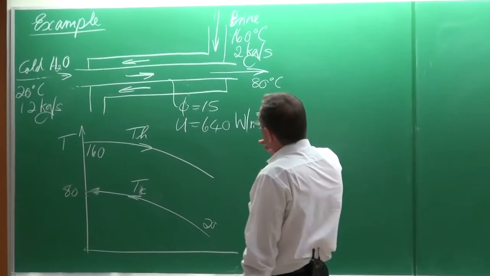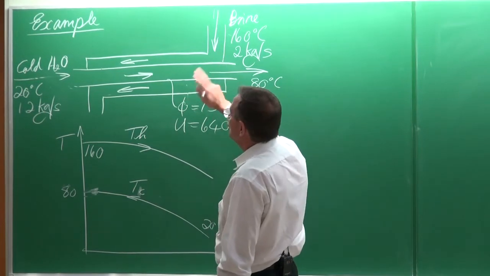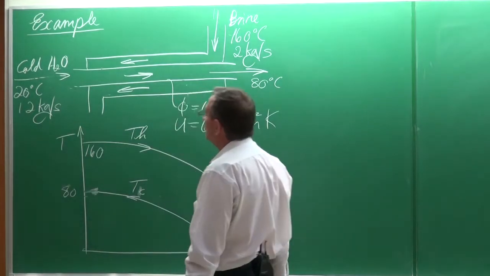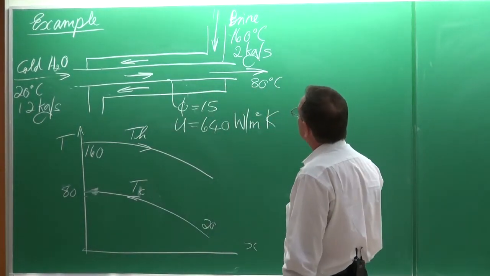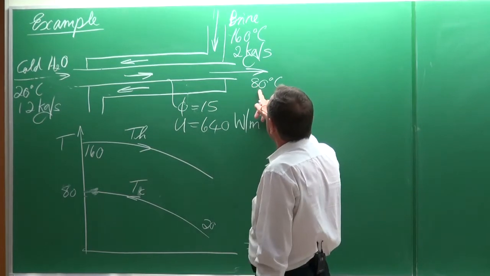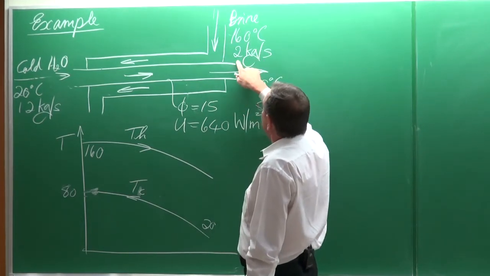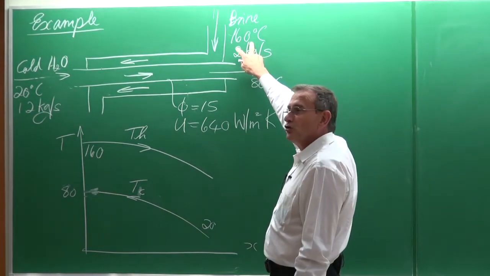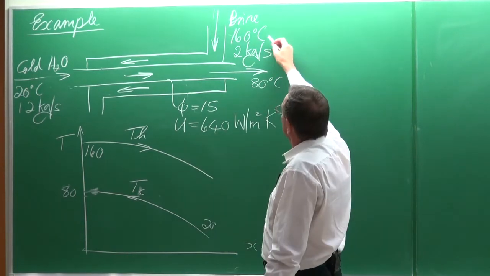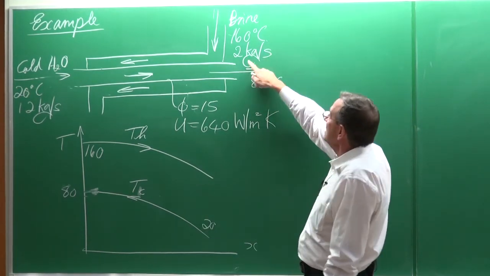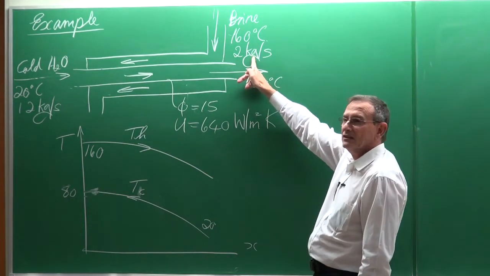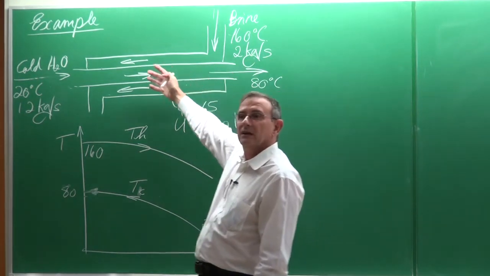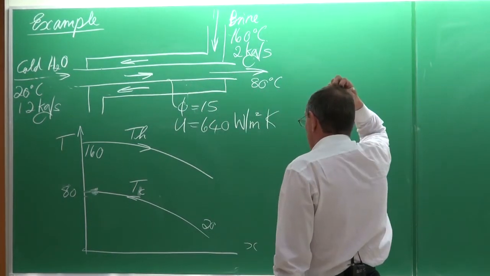An example. This example is given as a tube-in-tube heat exchanger. We've got water at 20 degrees Celsius with a mass flow rate of 1.2 kilograms per second, and it is being heated to 80 degrees Celsius. We've got brine. What is brine? Brine is salt water, typically geothermal heat, which is being used at a temperature of 160, with a mass flow rate of 2 kilograms per second. Most probably this pressure is quite high, otherwise it will be boiling at this temperature, or it might be boiling.